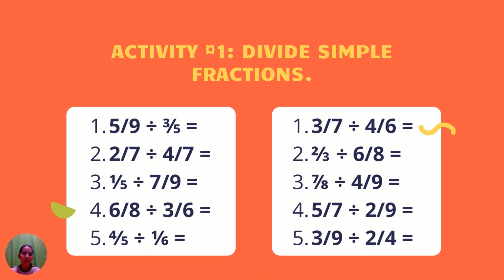Number 2, 2/7 divided by 4/7. Number 3, 1/5 divided by 7/9. Number 4, 6/8 divided by 3/6. Number 5, 4/5 divided by 1/6. Actually, number 6 here, the teacher made a mistake. So, number 6, 3/7 divided by 4/6.